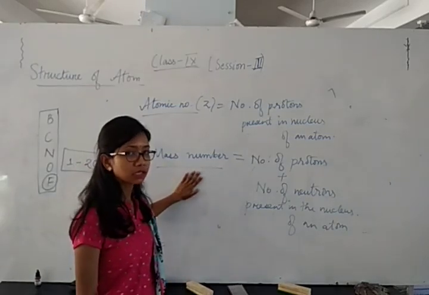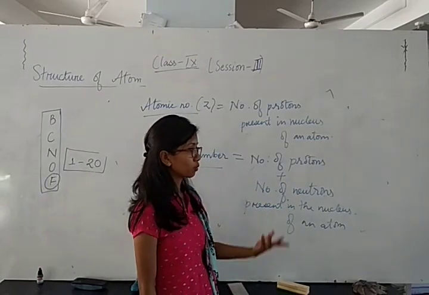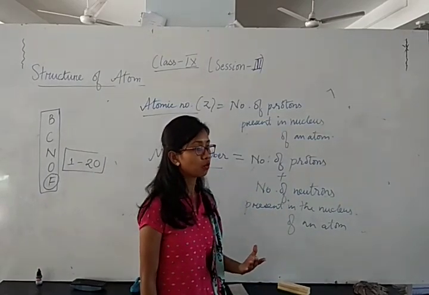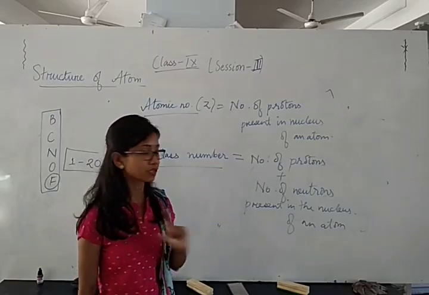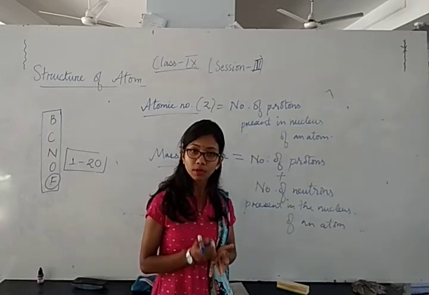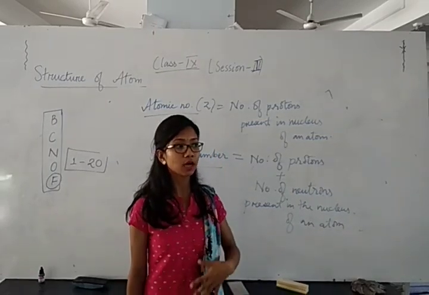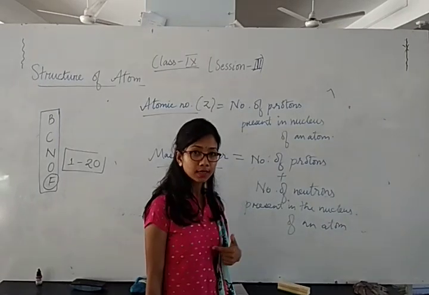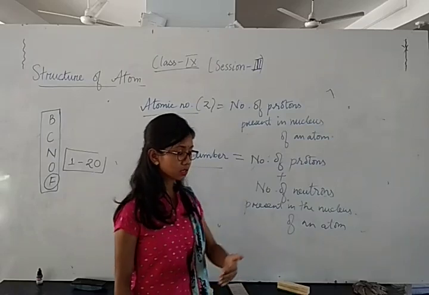And atomic mass, we will come to know what it is. Atomic mass and mass number have a slight difference. Atomic mass is the average of the mass numbers of the atoms, and that is where the difference comes. We will discuss it later on.